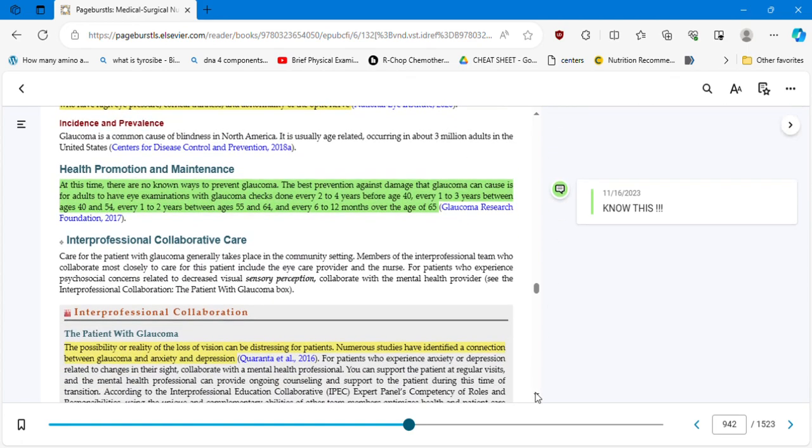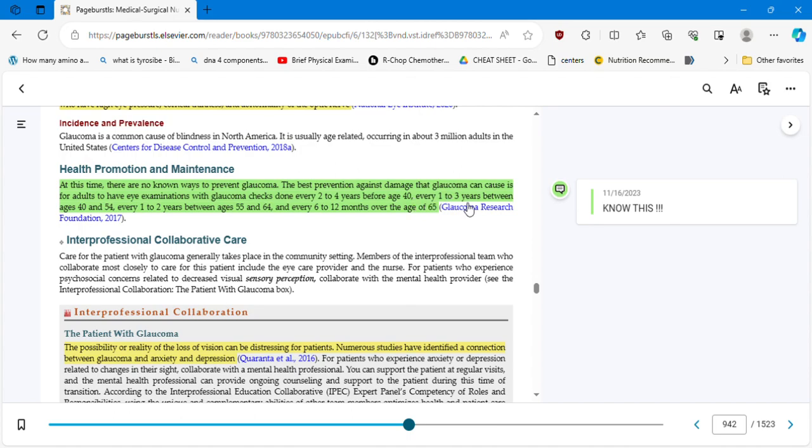Health promotion and maintenance, and this is good to know. At this time, there are no ways to prevent glaucoma. The best prevention against damage that glaucoma can cause is for adults to have an eye examination with glaucoma checks done every 2 to 4 years before age 40, unless you have another condition, right?